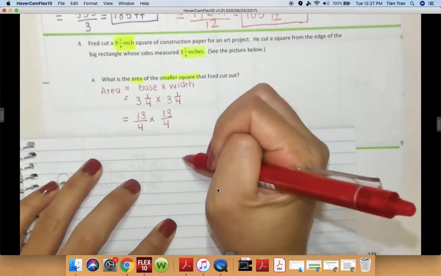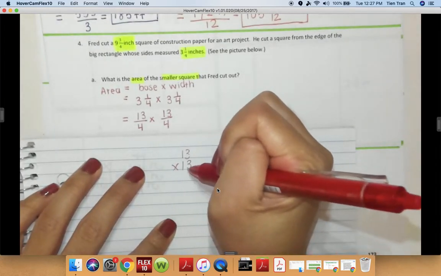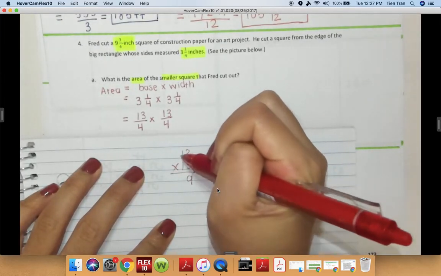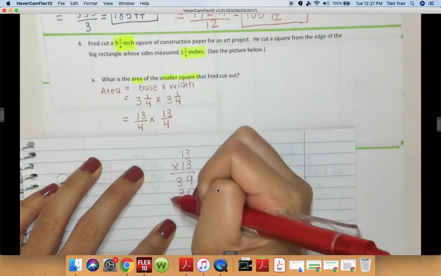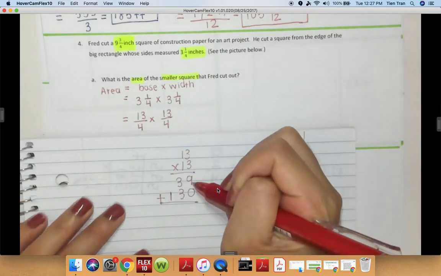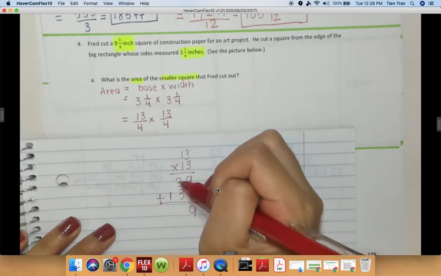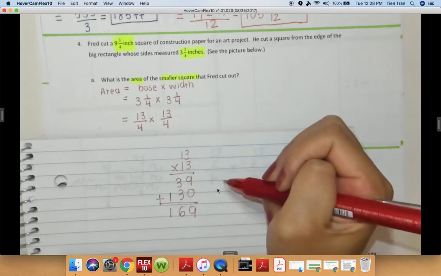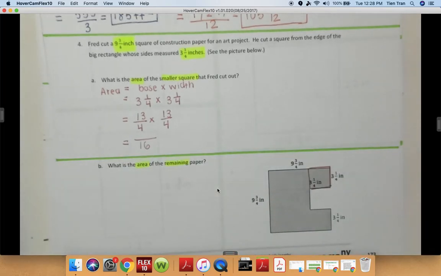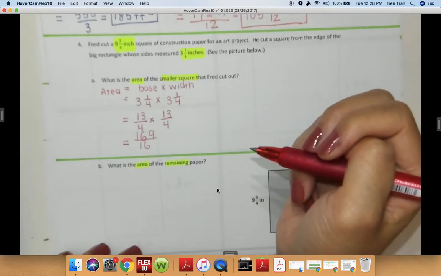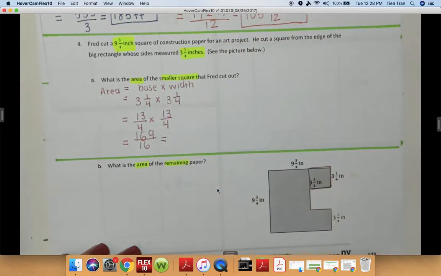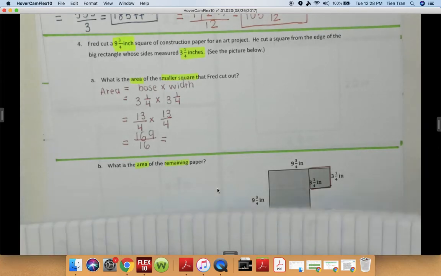So I'm going to do it right here, 13 times 13. 3 times 3 is 9, 3 times 1 is 3, bring down my 0, 1 times 3 is 3, 1 times 1 is 1, I add everything together. 9 plus 0 is 9, 3 plus 3 is 6, bring down my 1, I get 169 over 16. Now I'm not quite done yet because I need to figure out what my mixed number is.